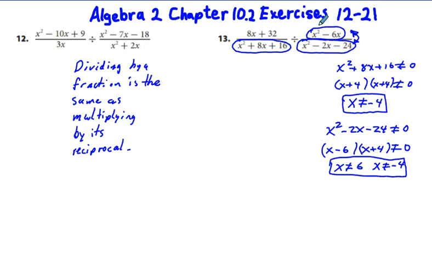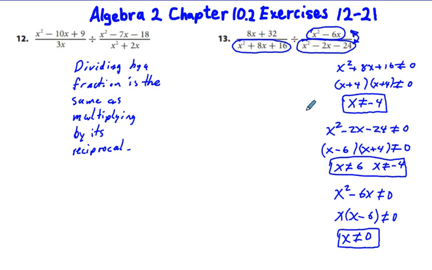And then finally, we have the numerator of the second expression, which is going to be the denominator of that second expression when we take its reciprocal. We also know that x squared minus 6x cannot equal 0. And factoring out x, we have x times x minus 6 cannot equal 0. So now we know also that x cannot equal 0. So we have 4 excluded values here, and we've already taken care of the x and 6.